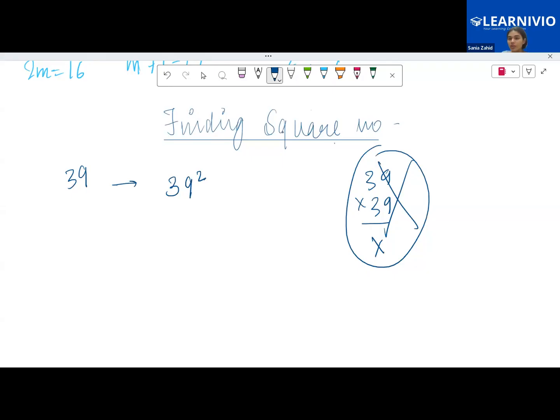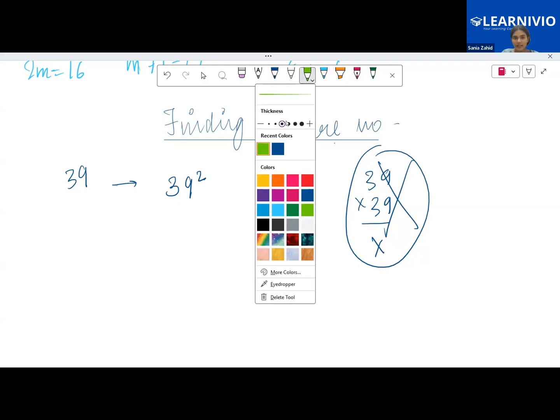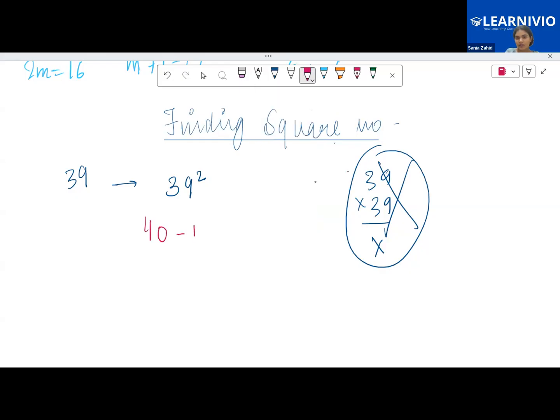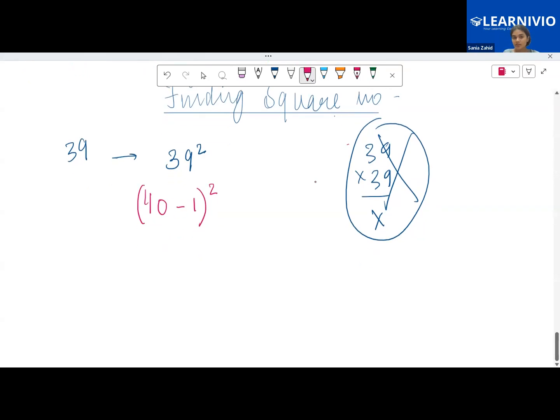So what you're going to do, you can use identities. Now, what are the identities? Like, can I break down 39 and can I write it as 40 minus 1? Can 39 be written like this? And then I put a whole square over it. Because 39 is equal to 40 minus 1 and then I put a whole square. Now, which identity do you think this is, Mustafa? Ma'am, I don't know the exact. A minus B whole square.